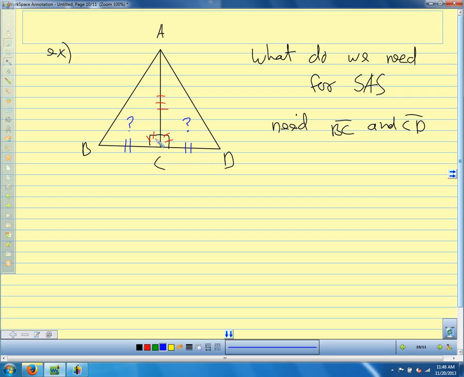So we know that the angles are congruent because they're both 90 degrees. This side is congruent to itself. So if we knew that BC is congruent to CD, then we would be able to figure out that the triangles were congruent by side angle side. So questions on that?